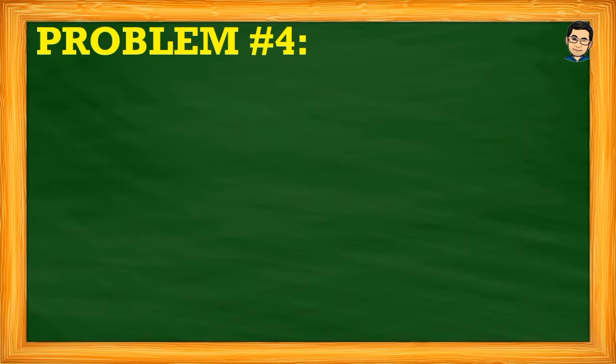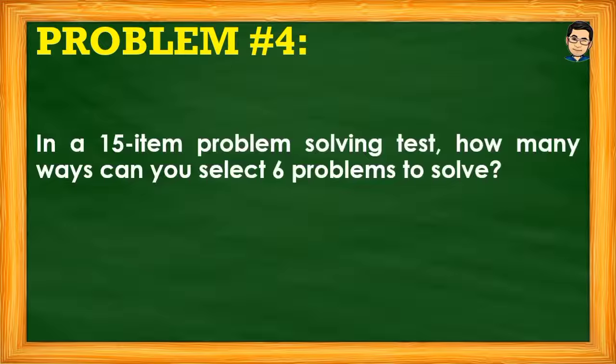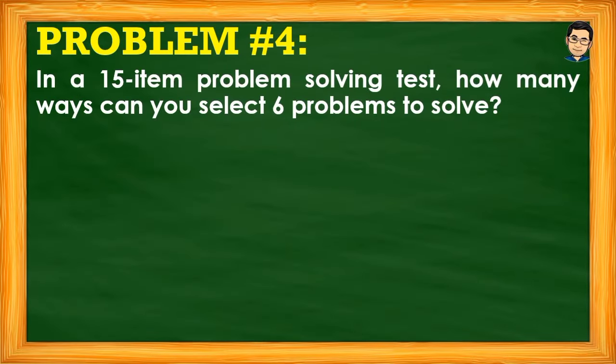So, for our next problem, number 4, in a 15-item problem-solving test, how many ways can you select 6 problems to solve? Okay. So, assuming yung 15 items na yon of the same weight sila. Ibig sabihin, kada item halimbawa, 5 points. Okay, so, ibig sabihin, regardless doon sa pipiliin natin, is makakakuha pa rin tayo ng same points.